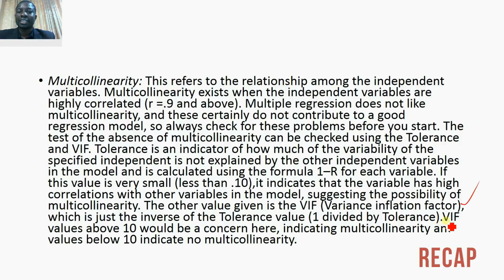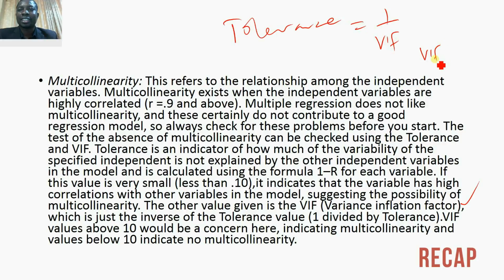And if it is less than 10, it means that there's no multicollinearity. And don't forget that the variance inflation factor moves with what we call tolerance. For the two, tolerance is equal to 1 over variance inflation factor. So we expect our variance inflation factor to be less than 10. If the variance inflation factor is less than 10, it means that there's no multicollinearity, and that is what we want, no multicollinearity. That is right.